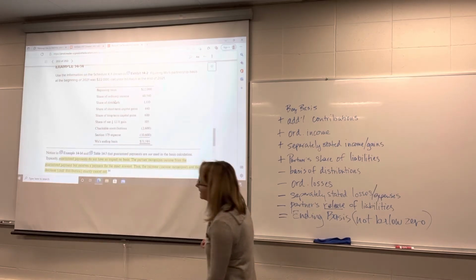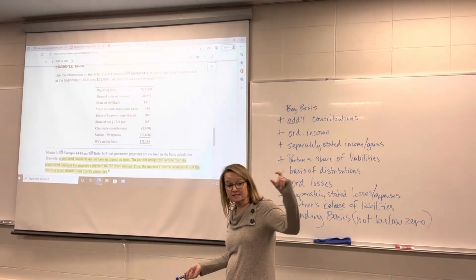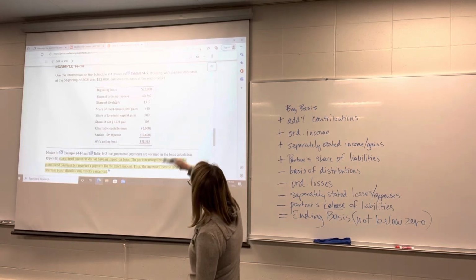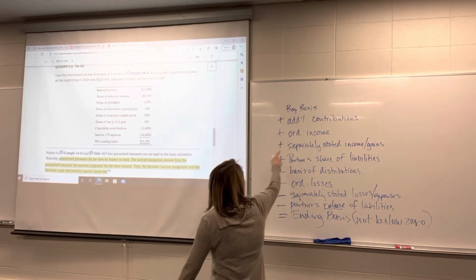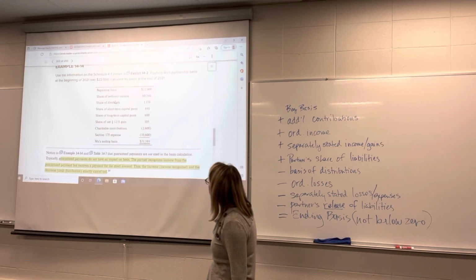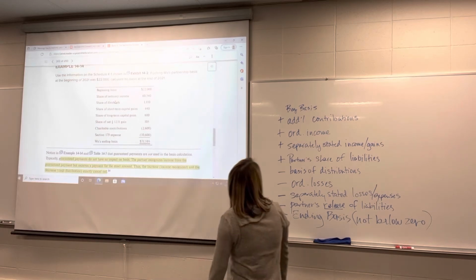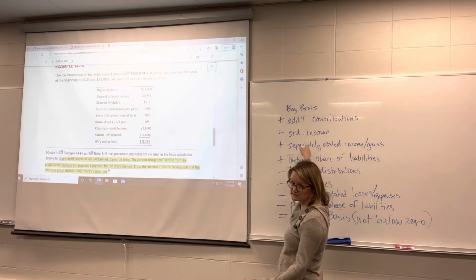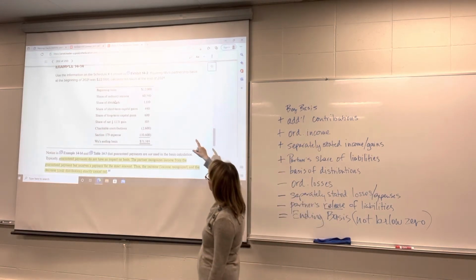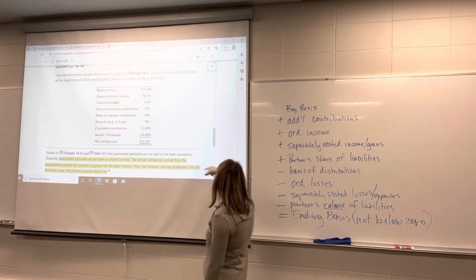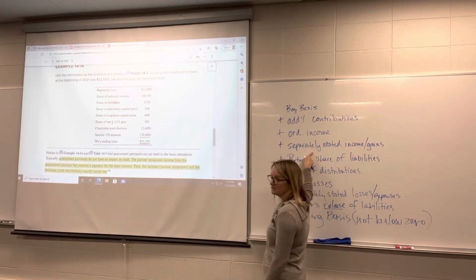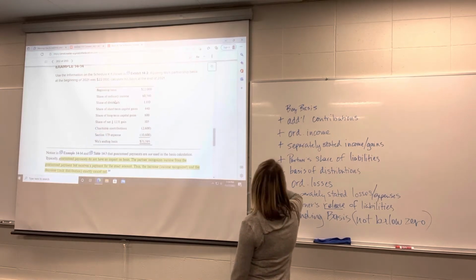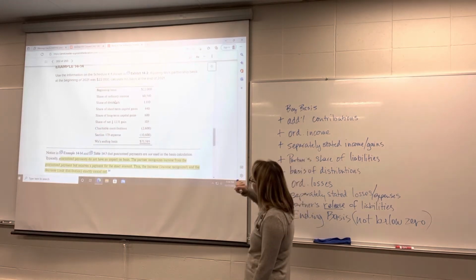Share of ordinary income, which on that one is actually on the K1 properly in that first box, $60,540. So share of income, right there, it's a plus. Share of dividends, that's another separately stated income item, so that's a plus. Share of short-term capital gains, long-term capital gains, again, those are separately stated income items, so those would be added. Share of net 1231 gain, that's another separately stated item.